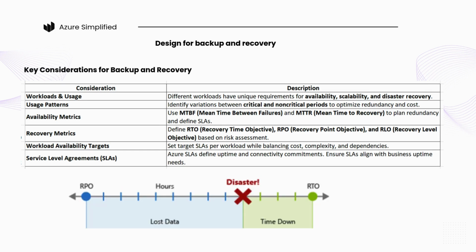4. Recovery metrics. RTO, recovery time objective, maximum acceptable downtime after an incident. RPO, recovery point objective, maximum acceptable data loss in case of failure. RLO, recovery level objective, defines what needs to be recovered, e.g., an entire system, a single app, or a specific database. These metrics help businesses assess risks and implement appropriate backup and recovery strategies.